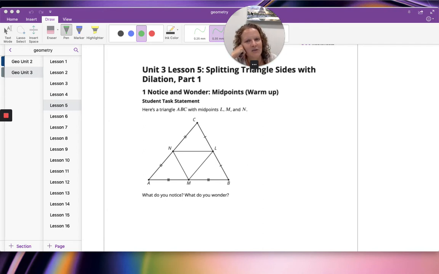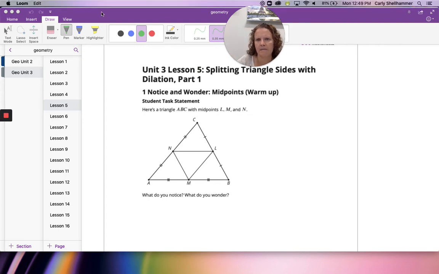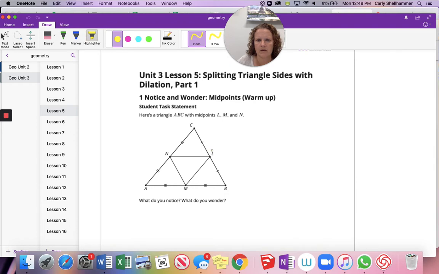Notice and wonder. Here we have some midpoints. I have triangle ABC, and I have midpoints L, M, and N. We can see they're midpoints because of these marks. Single ticks mean CL is congruent to LB, triple ticks, BM is congruent to MA, double ticks, AN is congruent to NC. So we can see that those are all congruent.